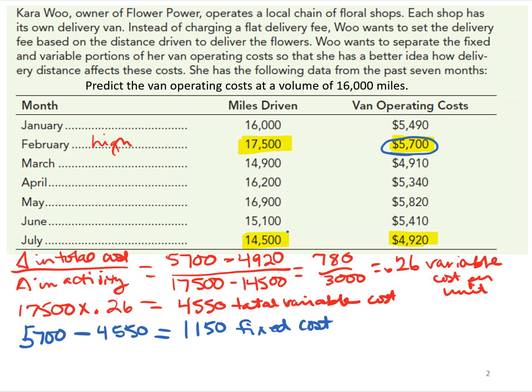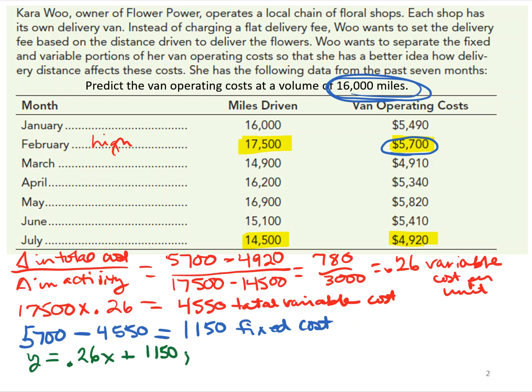Well, I want to go ahead and calculate. So it asks us to predict the volume at 16,000 miles. So we haven't quite done that yet. So remember, we have a formula that we use here, and I'll just squeeze it in down here at the bottom. It is y equals, and it would be our variable cost, which is 26 cents, times x, which is our activity level, plus the fixed cost, which in this case is going to be 1,150.